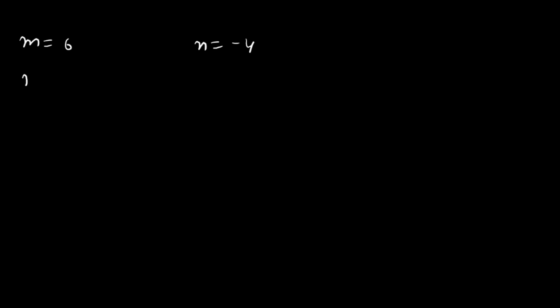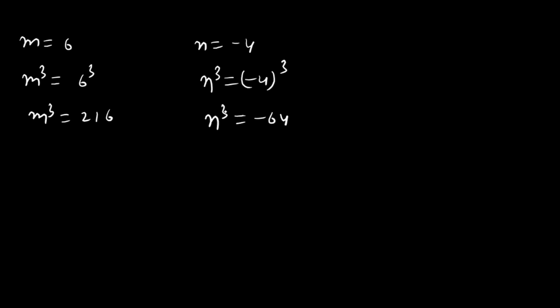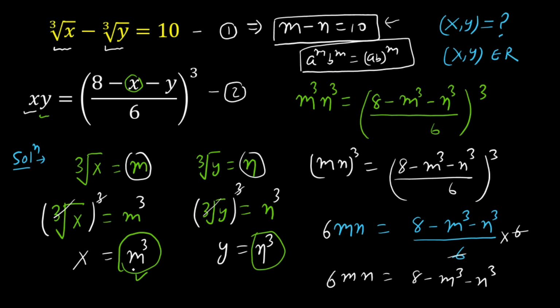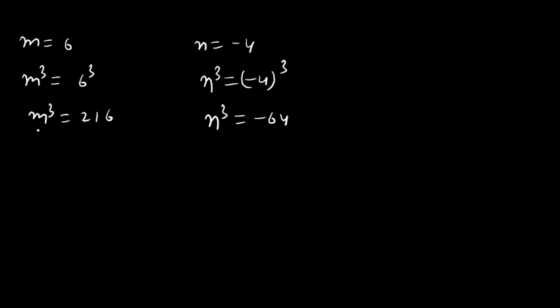If we take cube on both sides, then m cube equals 6 cube. Then m cube equals 216, and if we take cube on both sides, then n cube equals minus 4 power 3. Then n cube equals minus 64. And we know that m cube is x and n cube is y. So this m cube is replaced by x equals 216 and this n cube is replaced by y, then this is minus 64. This is our final answer.